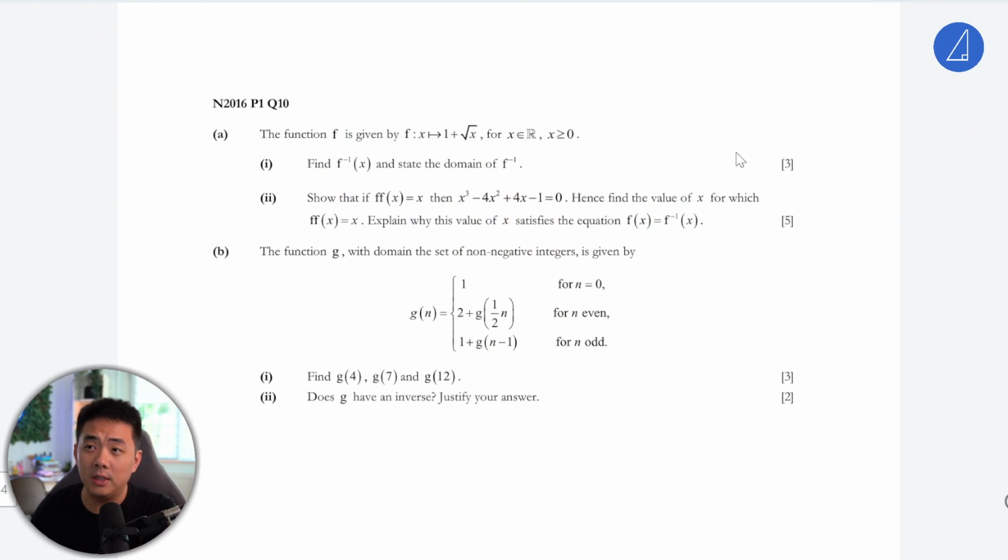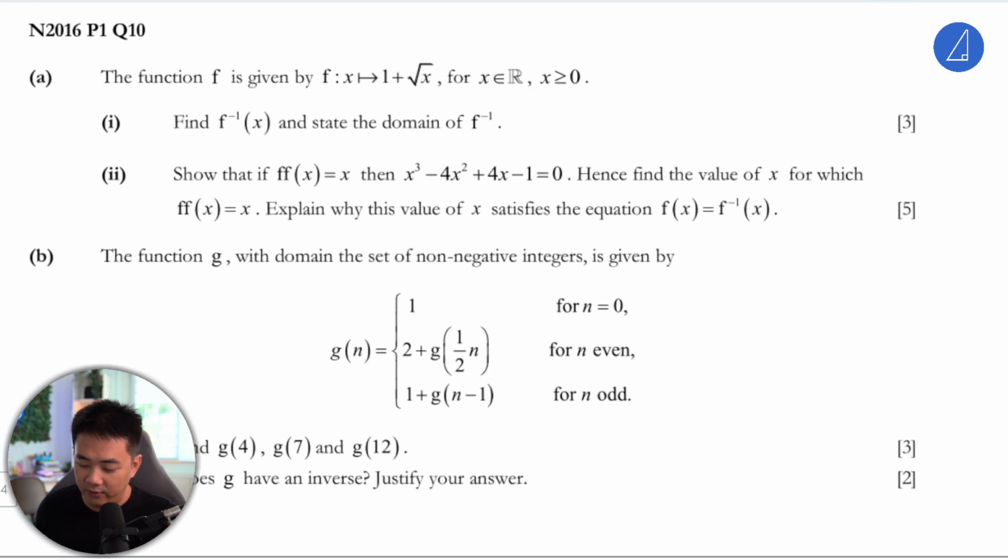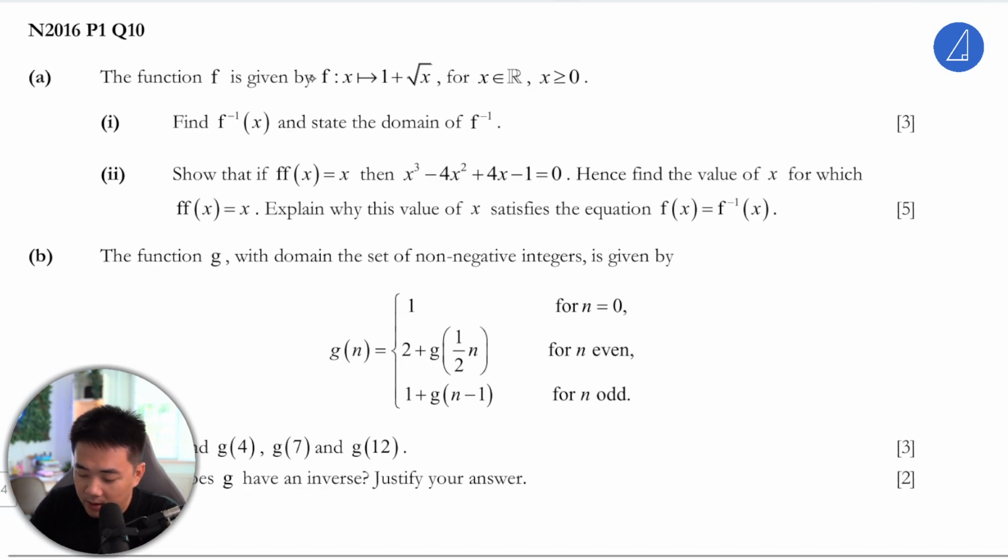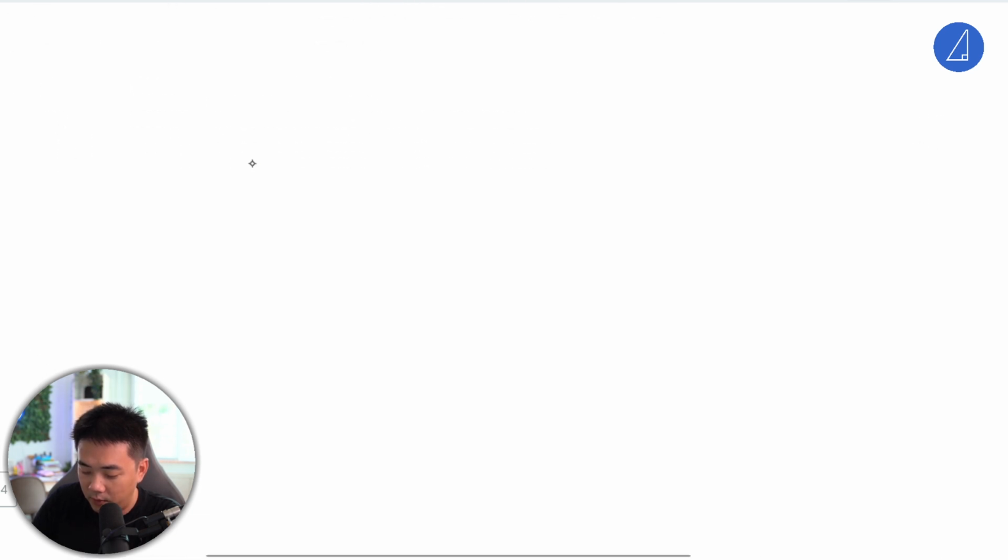Hi, students. Let's look at this question here, which is on functions taken from the year 2016 paper, question 10. The function f is given by f of x equals 1 plus root x for the domain x at least 0. Find f inverse of x. Okay, great. So we just want to find the rule here.